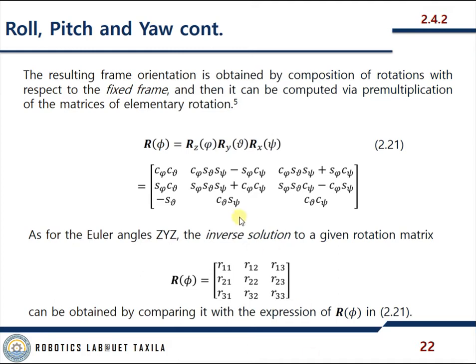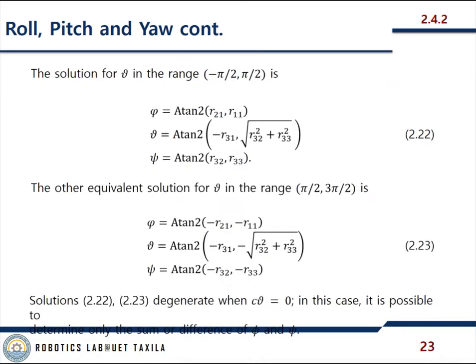So first z, then y and x, and x, y and z, first rotation, second rotation, and then third rotation. If you multiply all these rotation matrices, you'd get this. As for the Euler angles z, y, z, the inverse solution to a given rotation matrix can also be obtained in the same way as we got previously. So I directly go to the solution, which is equal to this one.